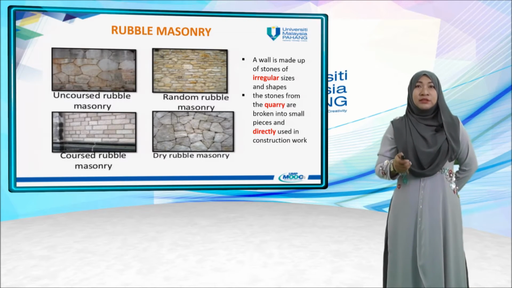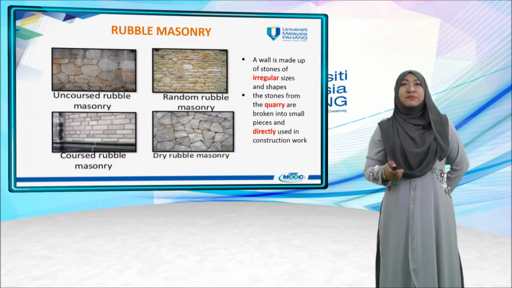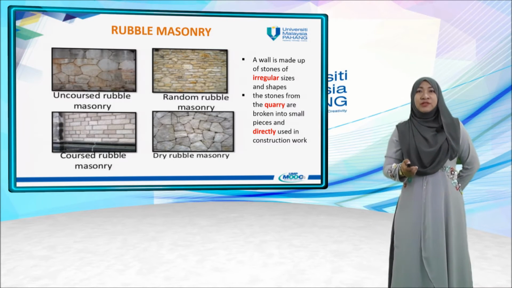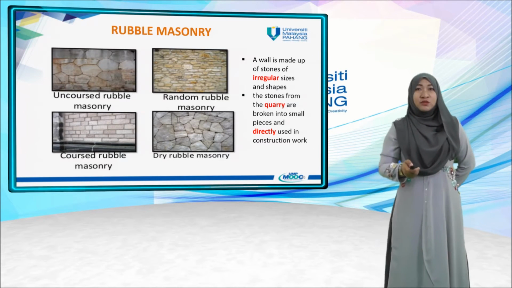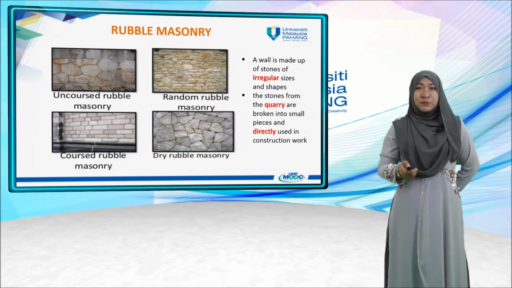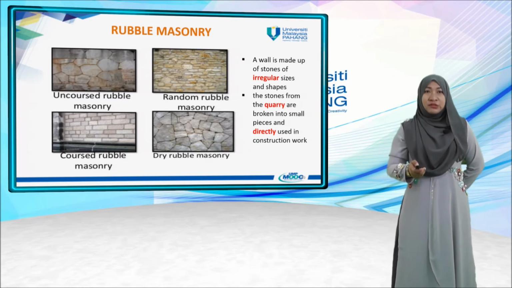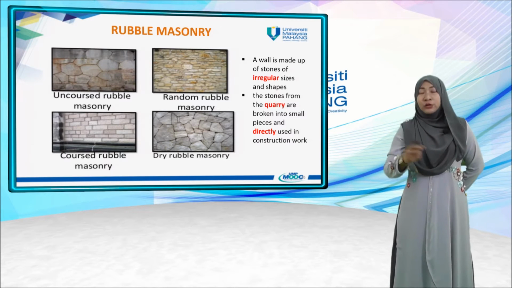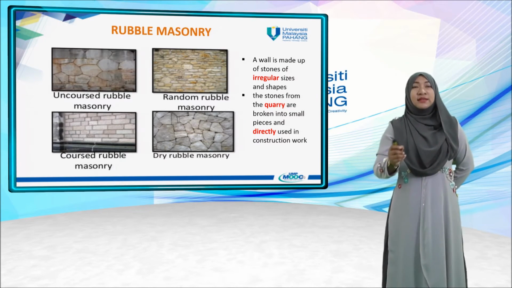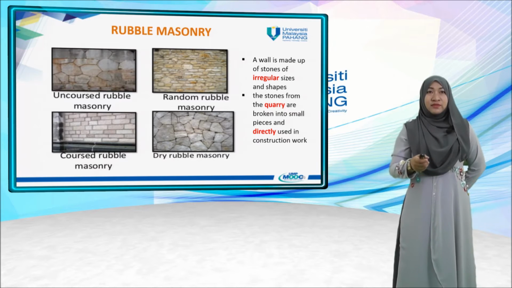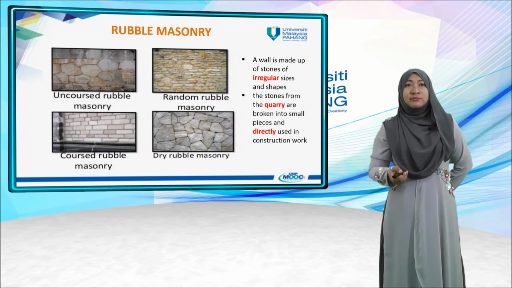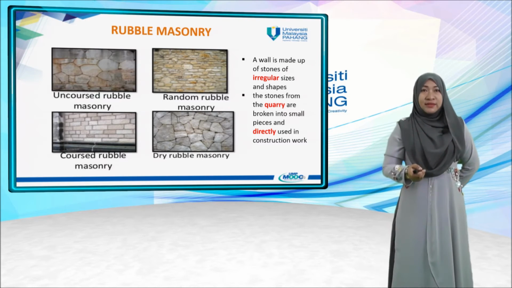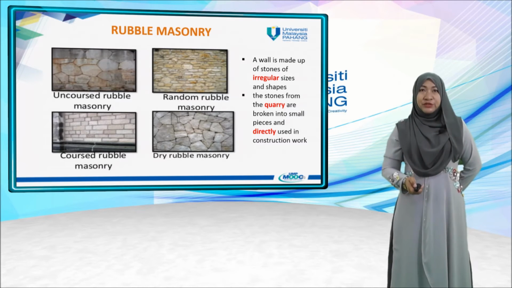That is the rubble masonry. A wall is made up of stones of irregular size and shapes. The stones from the quarry are broken into small pieces and directly used in construction work. So you can see how the patterns of the stone have been constructed: uncoursed rubble masonry, random rubble masonry, coursed rubble masonry, and dry rubble masonry.